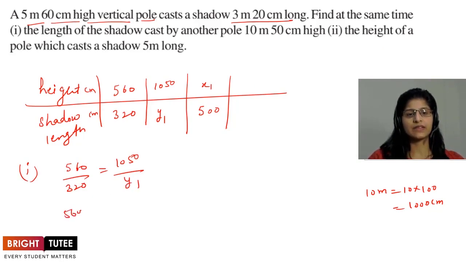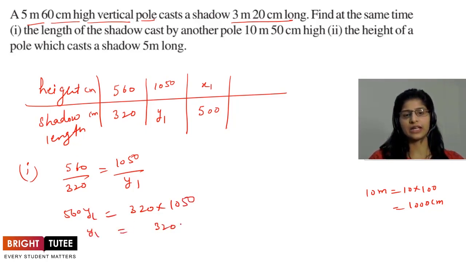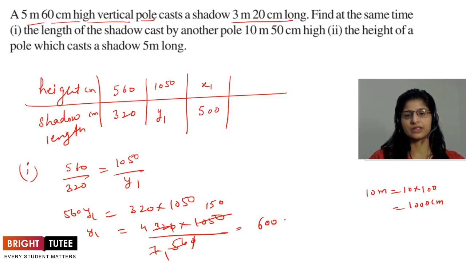So 560 y1 is equal to 320 into 1050. y1 is 320 into 1050 divided by 560, cancelling the zeros. 8 fours are 32, 8 sevens are 56, 7 ones are 7, 3 is left, 7 fives are 35, 0. So 600 centimeter. So what is the length of the shadow? 600 centimeter if the height of the pole is 1050 centimeter.